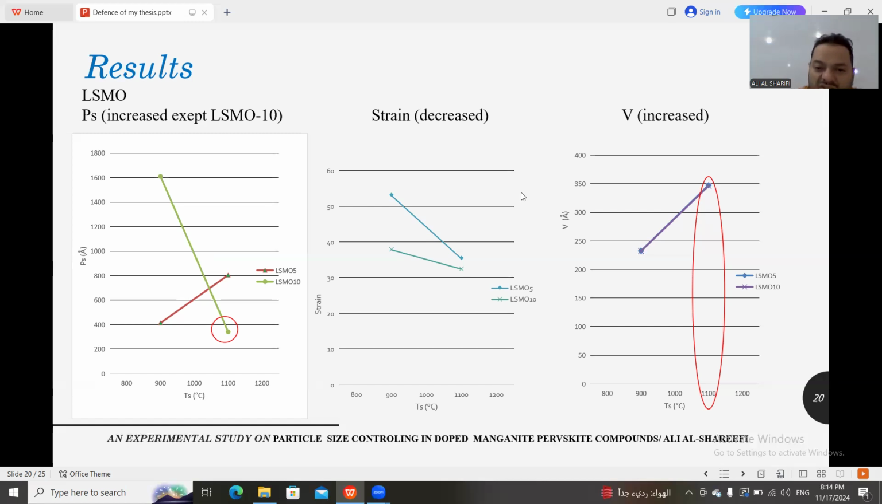Okay, strontium at 10 has the minimum strain. That depends on the 10 molar ratio, because in other research most of them say the 10 molar ratio is the best. And for the unit cell volume, at both the 5 and 10 molar ratios, it was maximum when the temperature was increased to 1100.